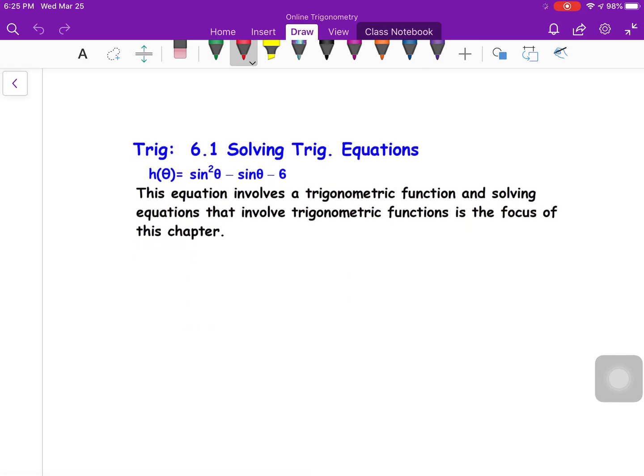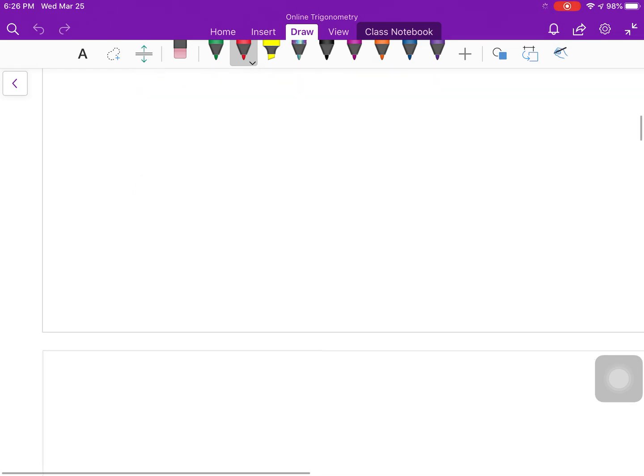If you look at this one, it contains sine of theta. It actually contains a sine squared of theta and a sine of theta. And you'll be solving it for values that will make it true, just as when you solved an algebraic equation. In fact, we'll be seeing that solving a trig equation is very similar to solving an algebraic equation. We'll use many of the same practices. So let's begin by looking at an algebra equation.